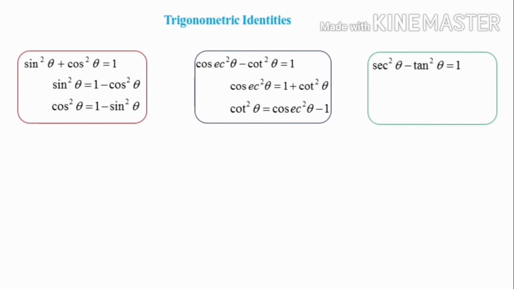Next identity is sec square theta minus tan square theta is equal to 1. Again 2 more formulas we can derive from here, that is sec square theta is equal to 1 plus tan square theta and tan square theta is equal to sec square theta minus 1. With this we have recalled all the formulas from the chapter trigonometry.